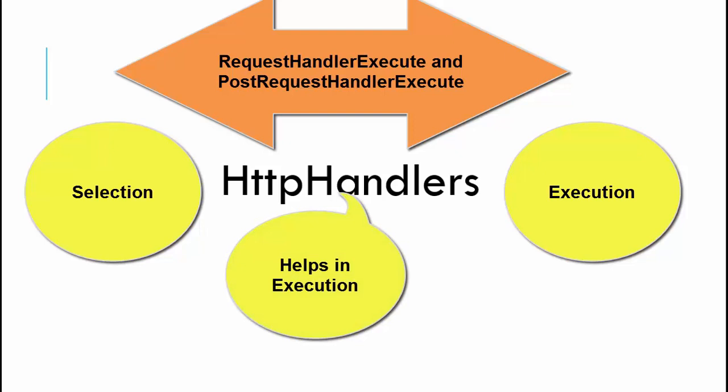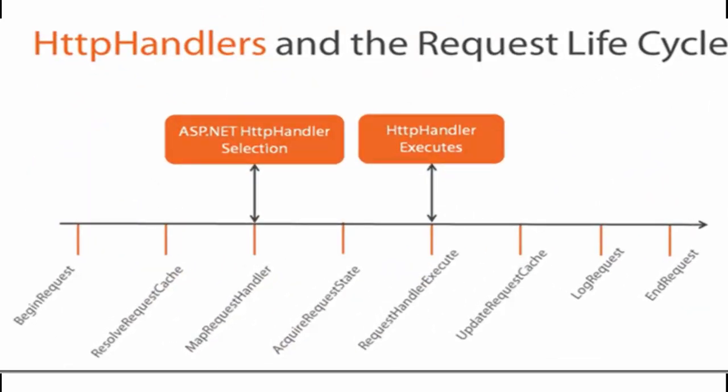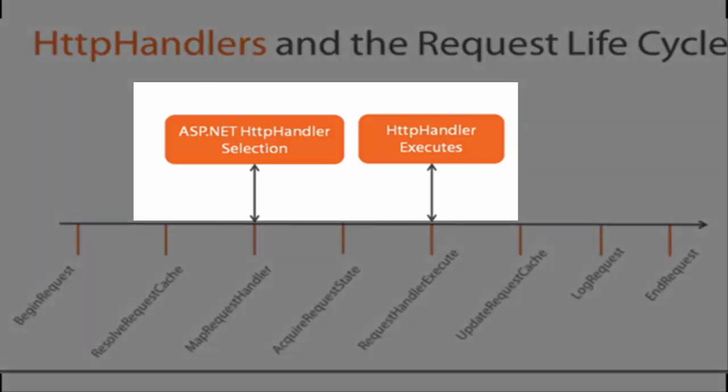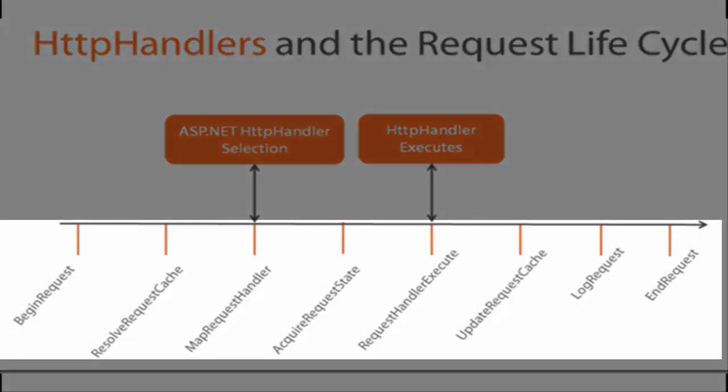So as you can see from this diagram, I think it's visible to you now. As you can see from this diagram of the HTTP handlers and the request lifecycle, there are two phases that actually happen. First is the ASP.NET HTTP handler selection, and then we have the HTTP handler execution. Below this, there are certain events that happen in between the HTTP handler selection as well as the execution. These are as follows.